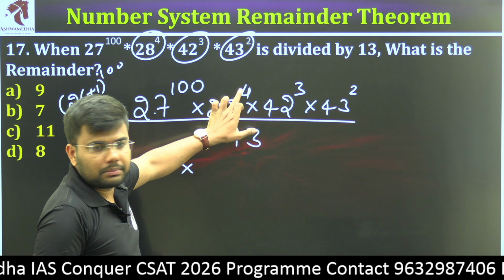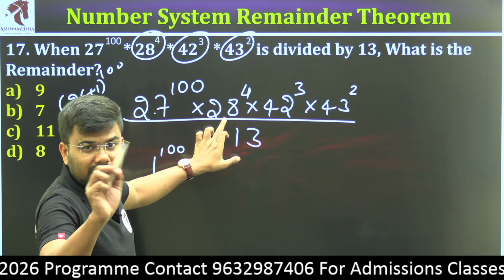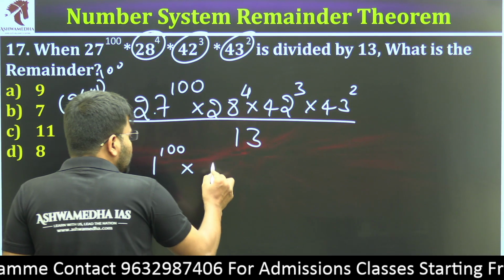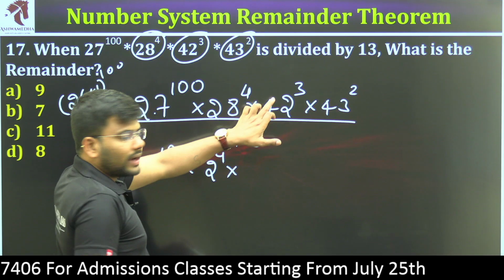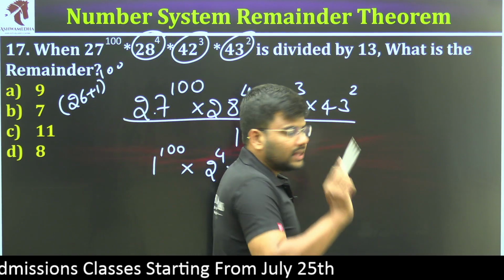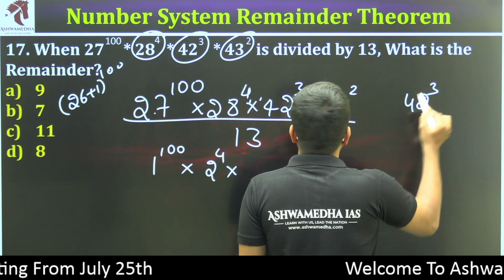power of 4, which can be written in terms of 13 as 26 plus 2. Hence 2 to the power of 4 is the remainder, into 42 to the power of 3. 13 3s are 39, that is 4, so 42 to the power of 3 divided by 13.